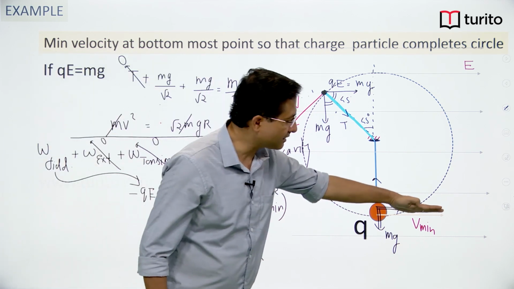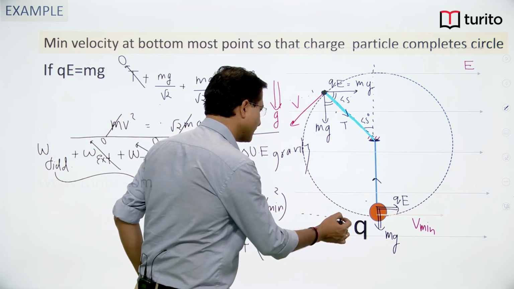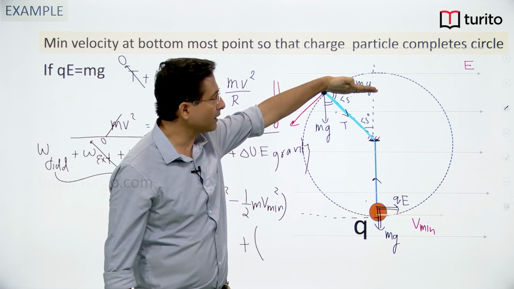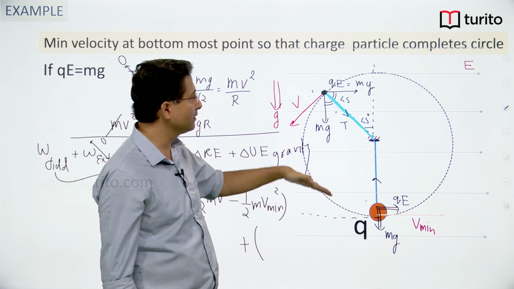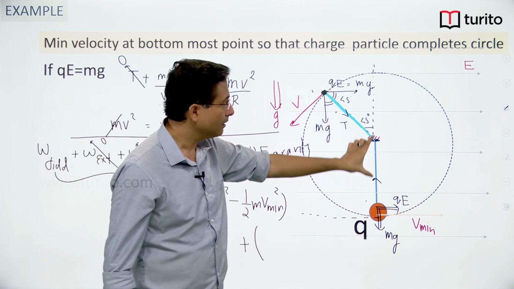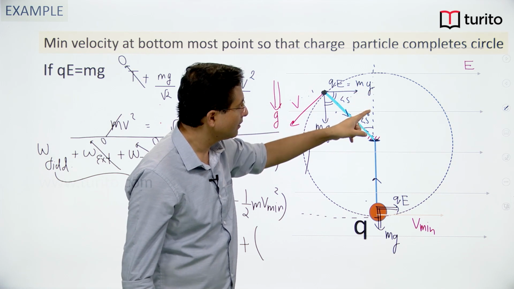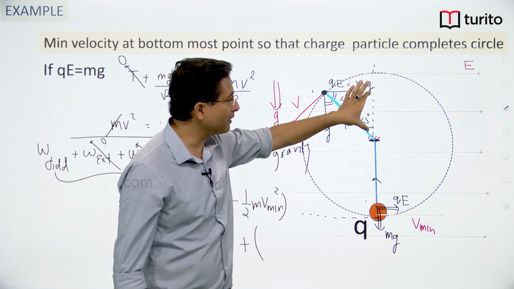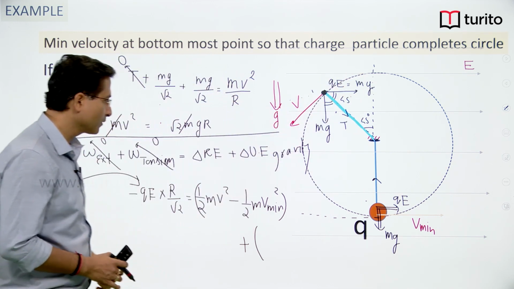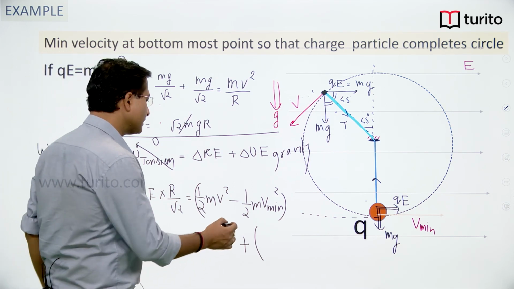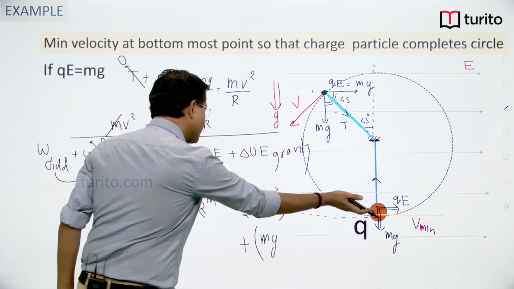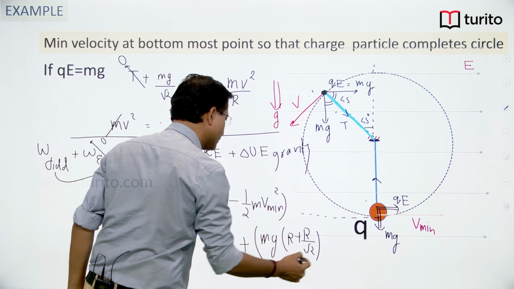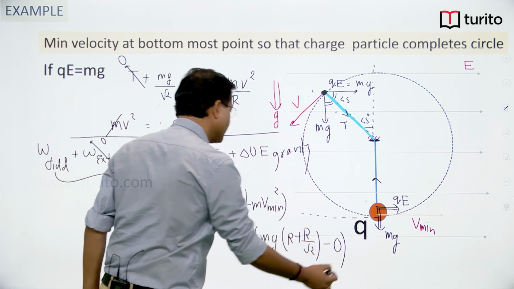Finally the particle, if I take this line as a reference, initial potential energy of the particle was 0 and finally the particle reaches to this side, from this level the particle reaches to this side. So this is r and this is again r, if this total is r, this distance will be r by root 2. So r plus r by root 2 is the displacement, right. So final potential energy is mg, position is r plus r by root 2, minus initial potential energy is 0.